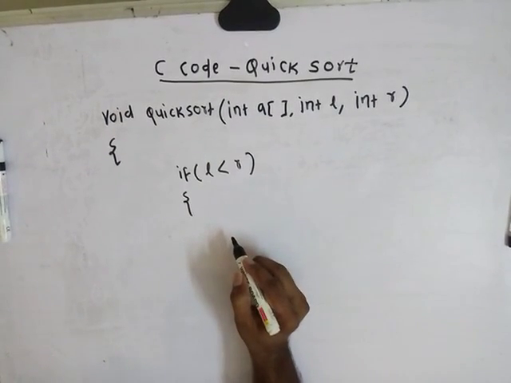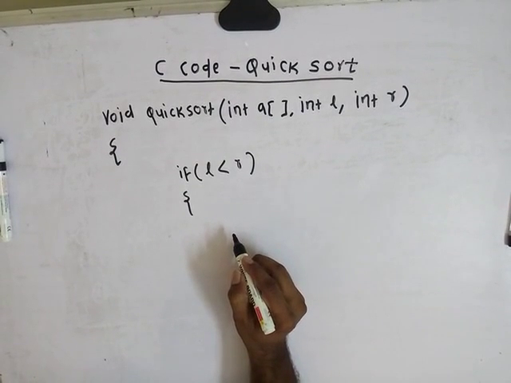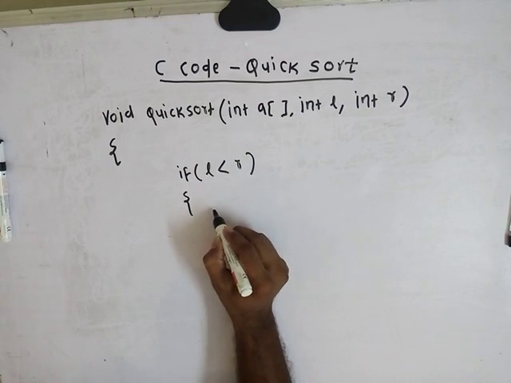So if you remember, in quicksort, the first step which we do is we choose one element as pivot and partition the array around that element, right? So here that partitioning job will be done by a separate procedure called as partition procedure. So I'll simply call that partition procedure here.